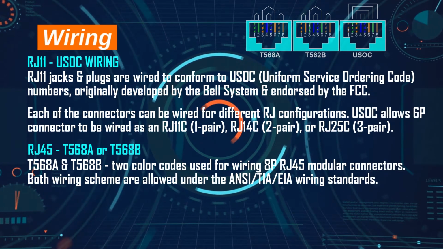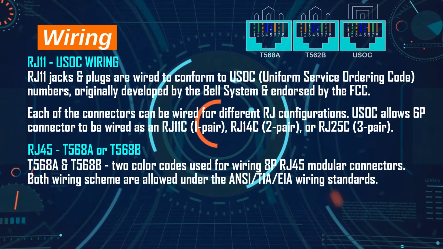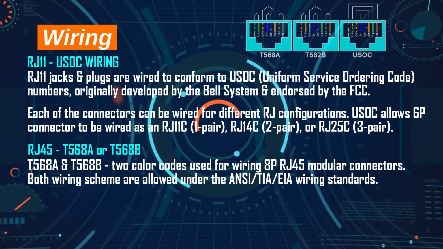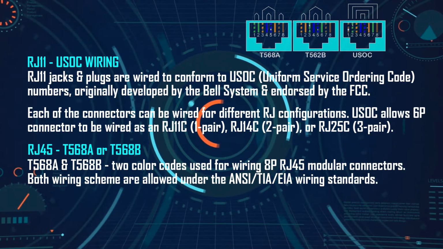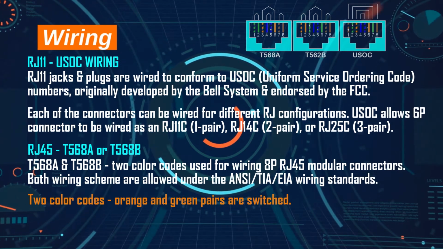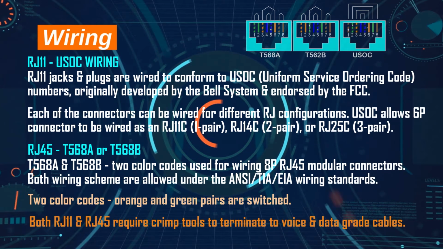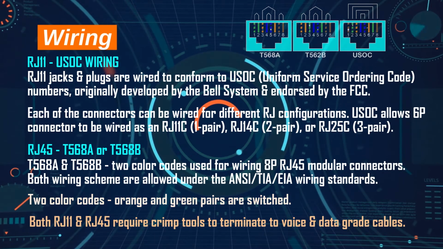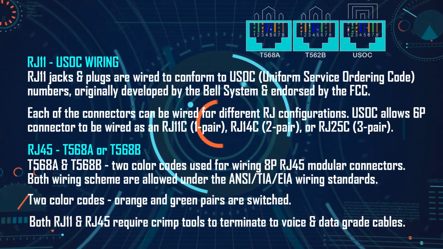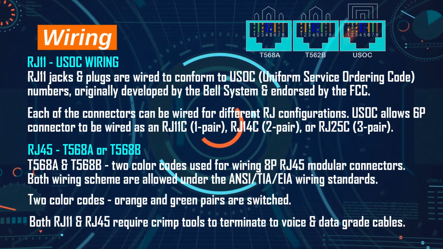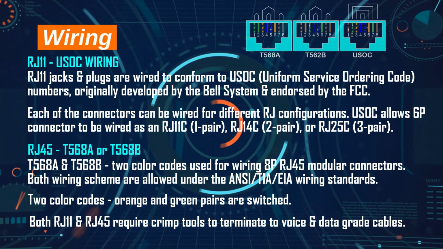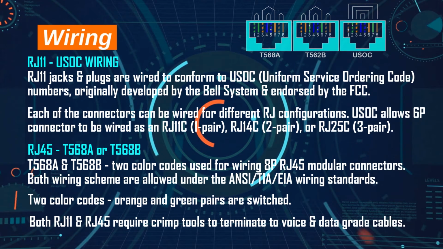T568A and T568B are the 2 color codes used for wiring 8-position RJ45 modular connectors. Both wiring schemes are allowed under the ANSI, TIA, EIA wiring standards. The only difference between the 2 color codes is that the orange and green pairs are switched. Both RJ11 and RJ45 connectors require crimp-type tools to terminate to voice and data grade cables.